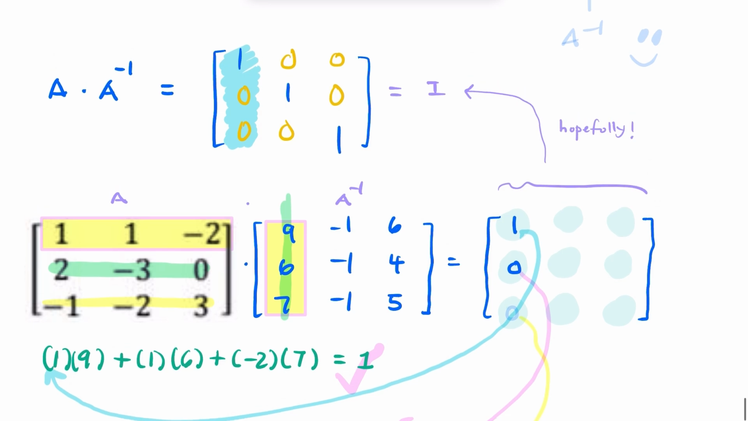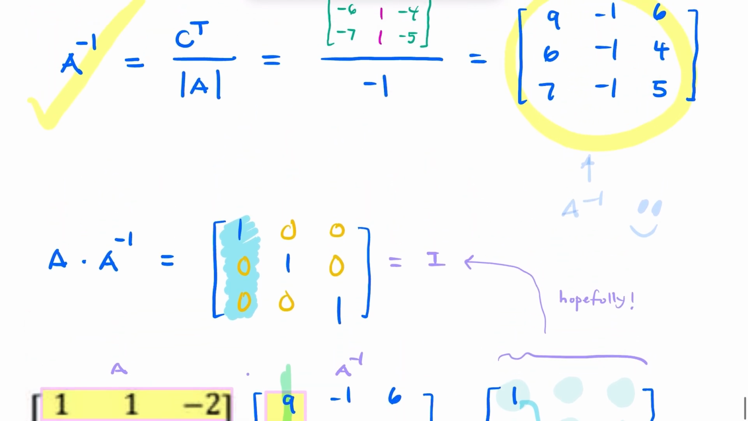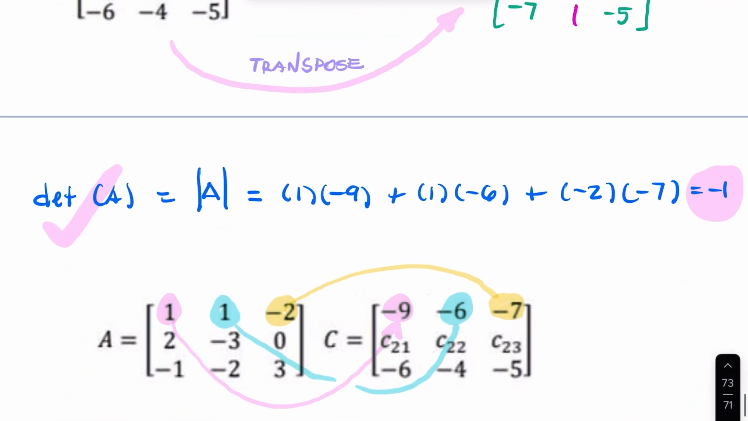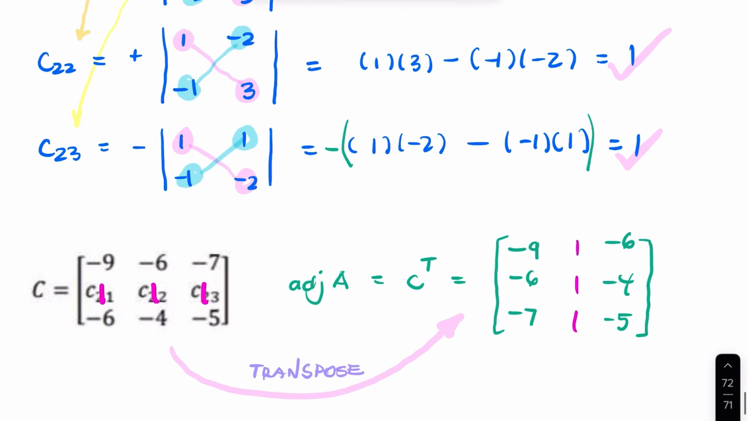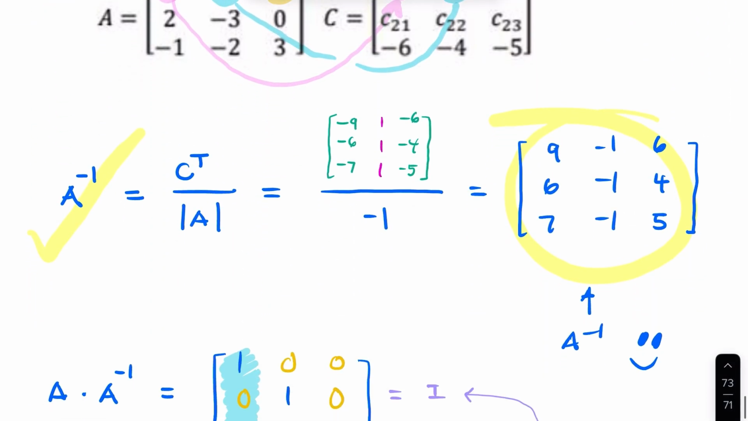So we could carry on and do the whole identity matrix, but the question is asking us to check using the first column. So we've checked and that's worked okay. So we've found the 3 parts of the question, and most importantly, we've inverted A. We've managed to find the inverse of A. So that's how you would approach a question like that.